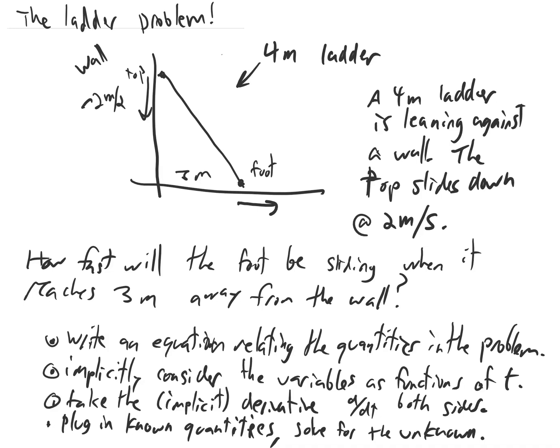All right, once we have this equation, we'll take the implicit derivative with respect to t on both sides. Then we go to the problem statement, find all the quantities we know and can figure out and plug them in, and then solve for whichever unknown is left.